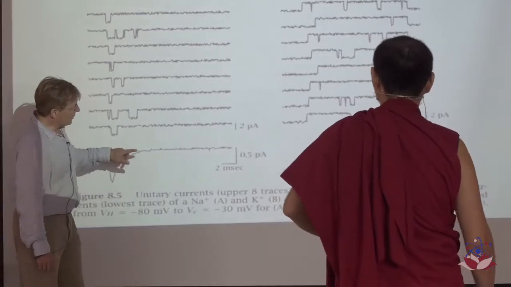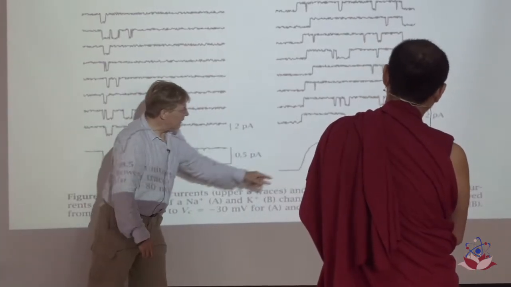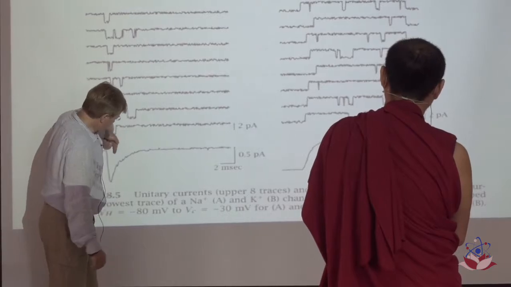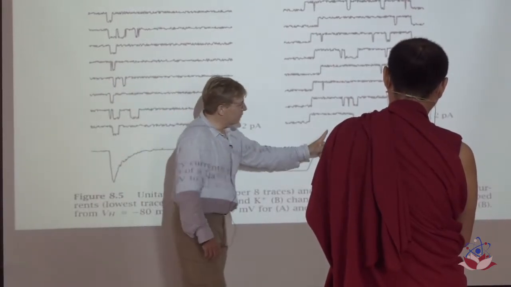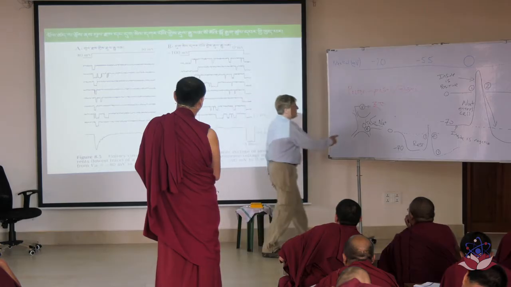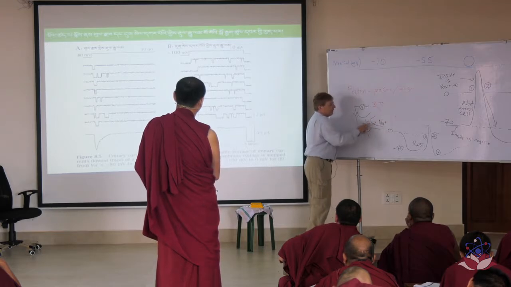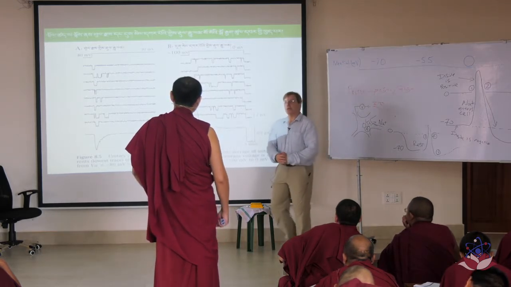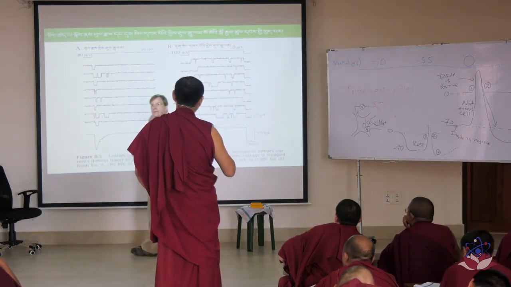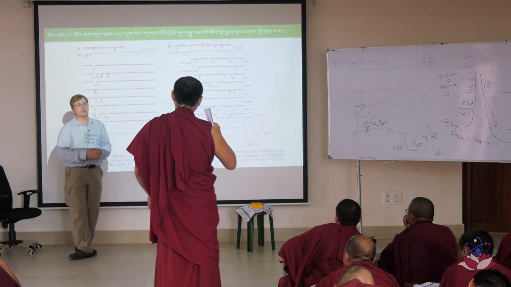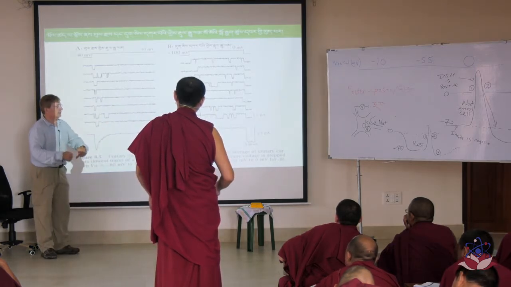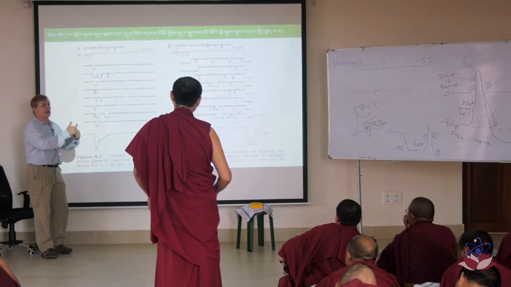And notice that the potassium current goes up, the sodium current goes down, the potassium current goes up, because that means potassium goes out of the neuron. Sodium current goes down, in. Potassium current goes out.